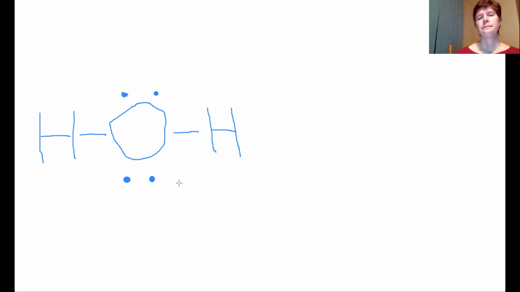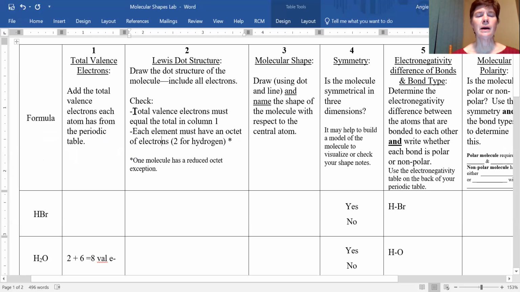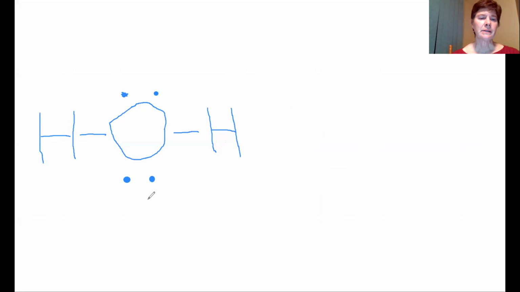Okay. All right, so now let's do our checks. I'm going to go back to the screen that we had before and look at the checks just to make sure that you understand what you're looking for. So total valence electrons from this particular diagram must equal the total in column 1. Well, we totaled 8 valence electrons, so we're going to go check that. And then we will also check the second thing, which is the octet. Let me go back to my sharing, to my whiteboard. And we're going to do those 2 checks, okay?